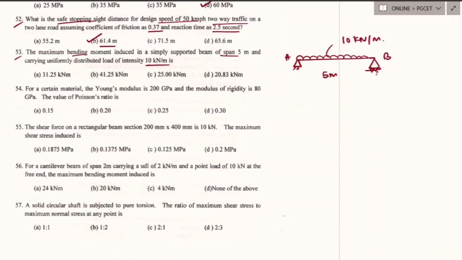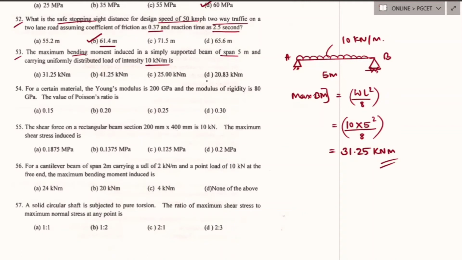The maximum bending moment for the simply supported beam is given by the formula WL square divided by 8. W is the intensity of the load, that is 10 kN per meter. L is the span of the beam, 5 meter, so 5 square divided by 8. If you calculate this, the maximum bending moment will be 31.25 kN meter. So option A is the right answer, that is 31.25 kN meter.